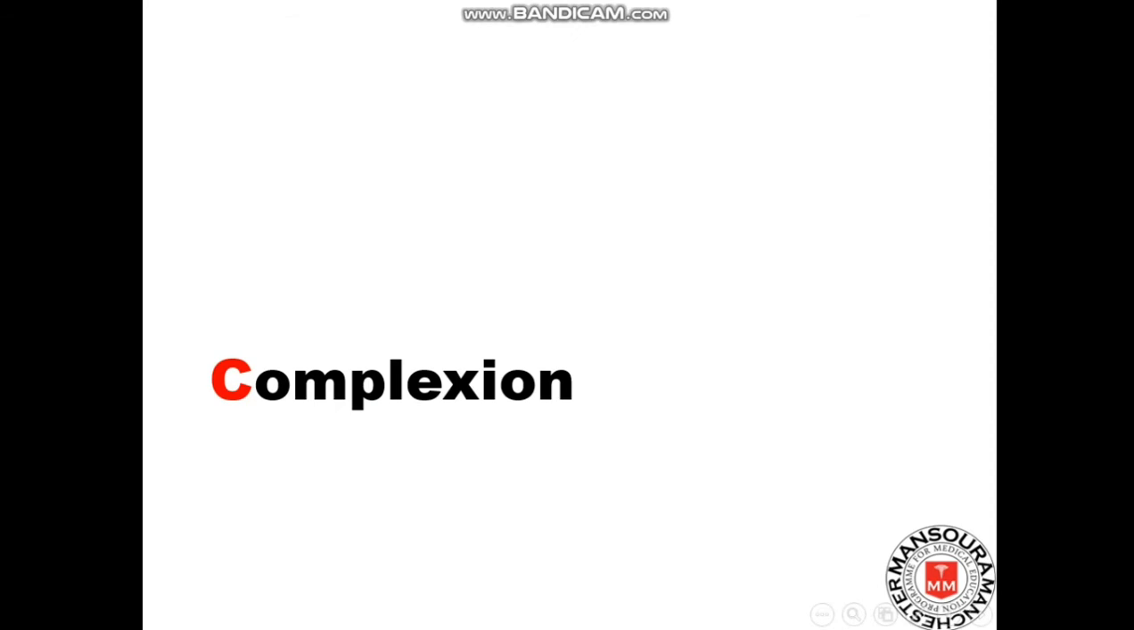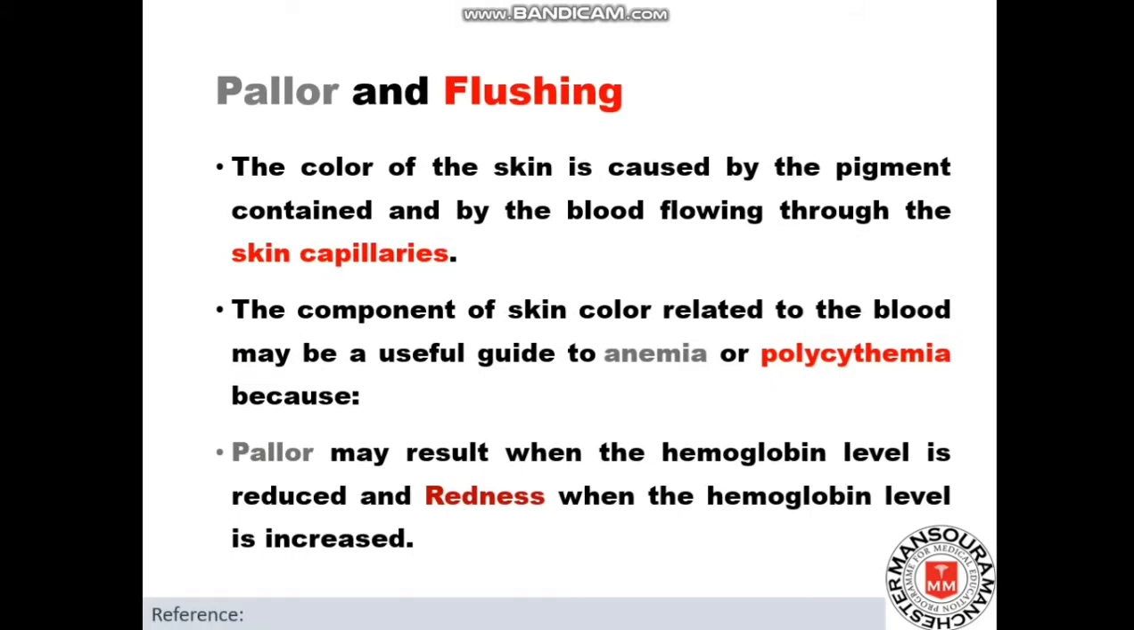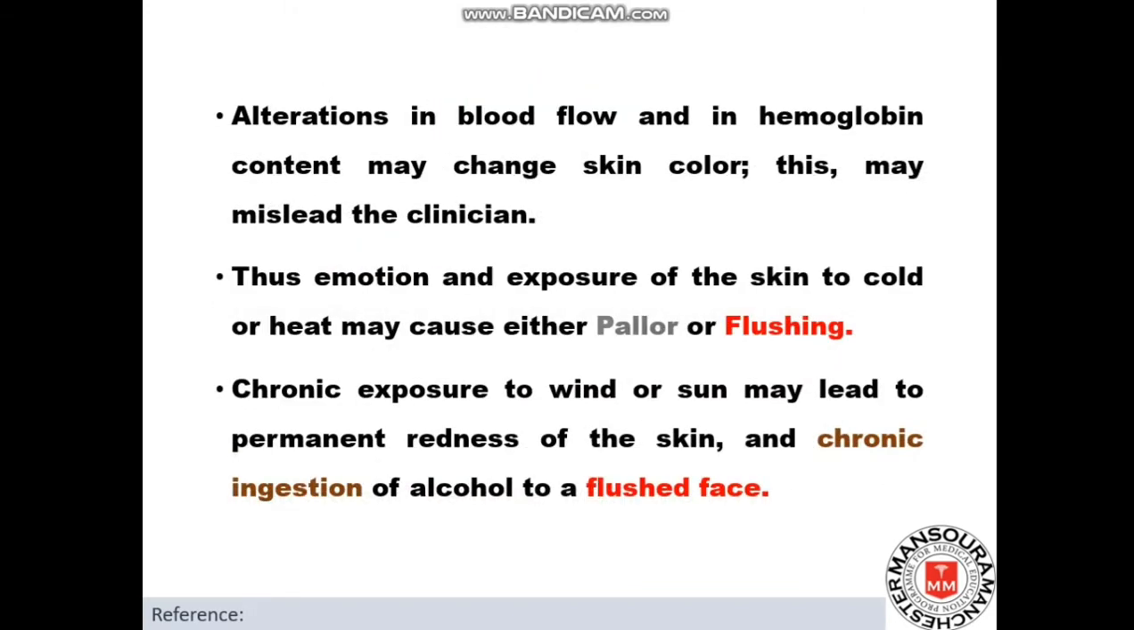How about complexion? Pallor and flushing. The color of the skin is caused by the pigment contained and by the blood flowing through the skin capillaries. The component of the skin color related to the blood may be a useful guide to anemia or polycythemia because pallor may result when the hemoglobin level is reduced and redness when the hemoglobin level is increased. Alteration in blood flow and in hemoglobin content may change skin color.